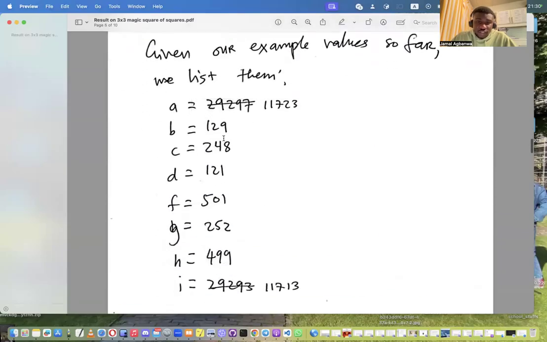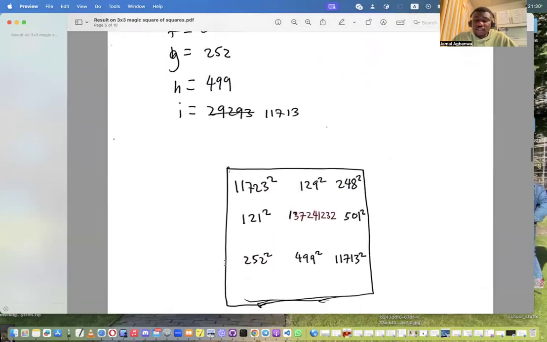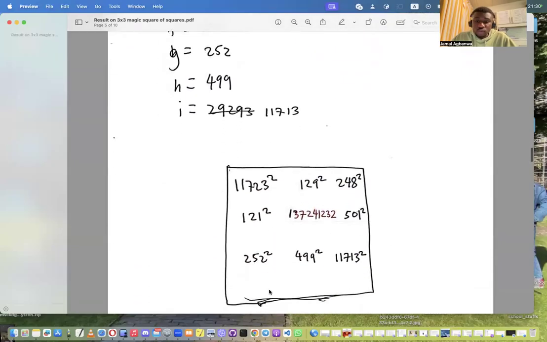And this is a list of values which we've had. You get it? And so this is a simple magic square of squares we've been able to construct. This is a simple 3x3 magic square of squares. And we realize that the E squared over here is a non-integer. That's the only non-integer. When you take a square root of this, you get a third, which is the non-integer.